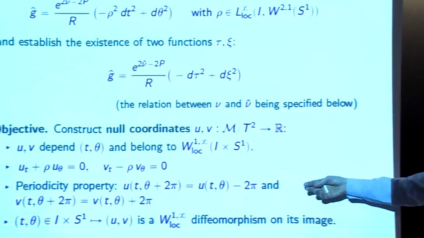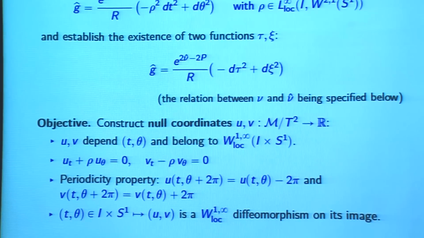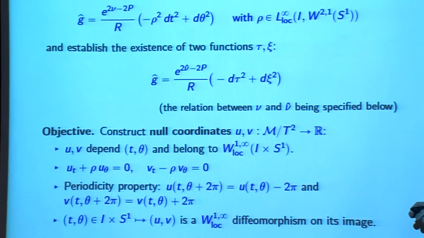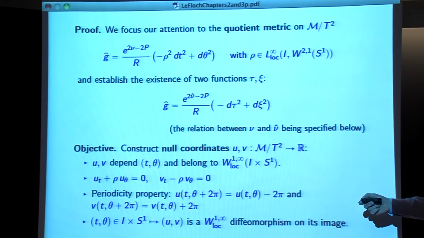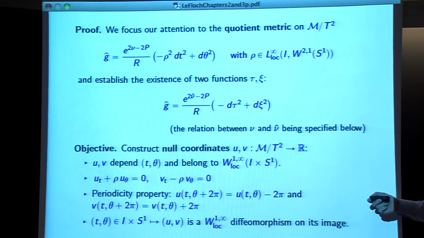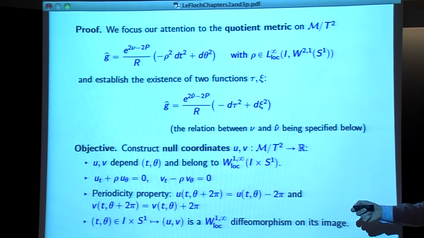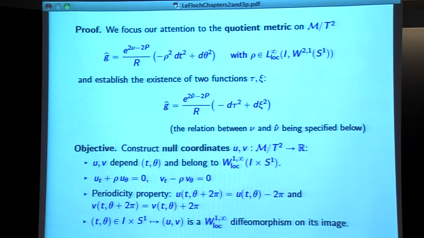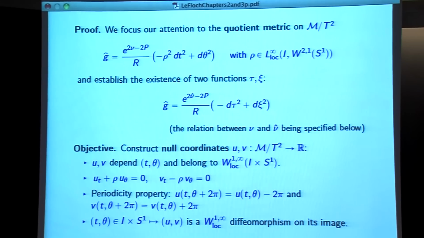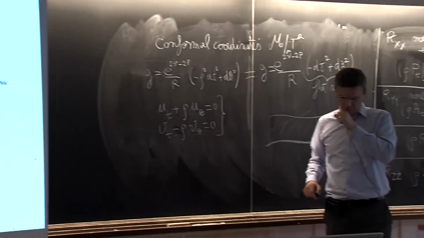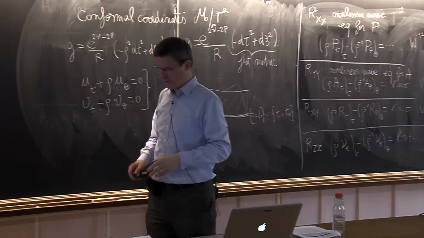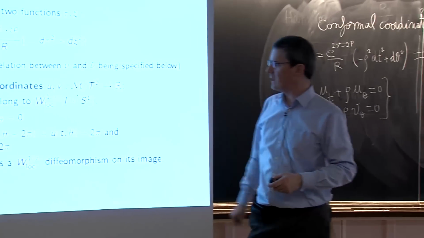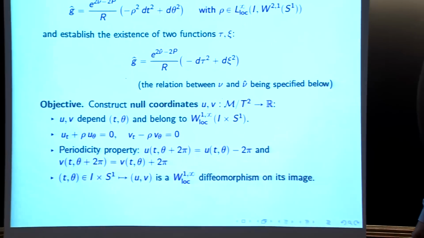You know that in space we are working on S1, so we should impose some periodicity condition. And the periodicity condition at the level of the functions u and v should be this: u of theta plus 2 pi should be u of theta minus 2 pi, and v of theta plus 2 pi should be v of theta plus 2 pi. You will see in a second why it is plus 2 pi or minus 2 pi. But the philosophy is that it has to be periodic. For some reason, there is a constant that you have to add or subtract here. But basically, it says that these functions are 2 pi periodic.